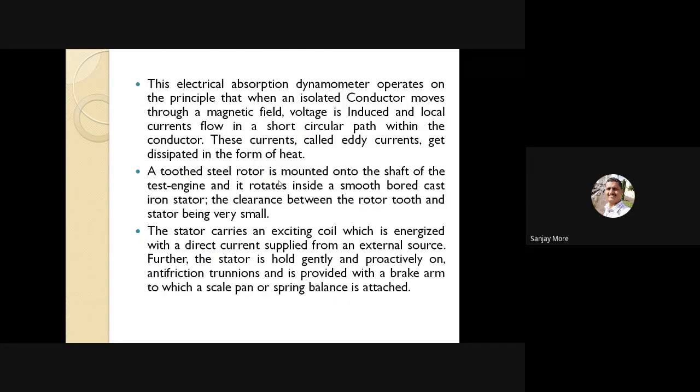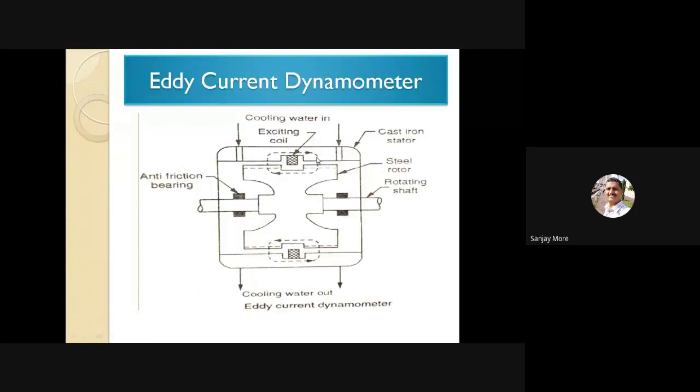Here, the electrical absorption dynamometer operates on the principle that when an isolated conductor moves through a magnetic field, voltage is induced and local currents flow in short circular paths within the conductor. These currents, called eddy currents, get dissipated in the form of heat. Here you have to supply current. This current passes to the exciting coil. This coil is attached to the toothed steel rotor, and this current is called eddy current.